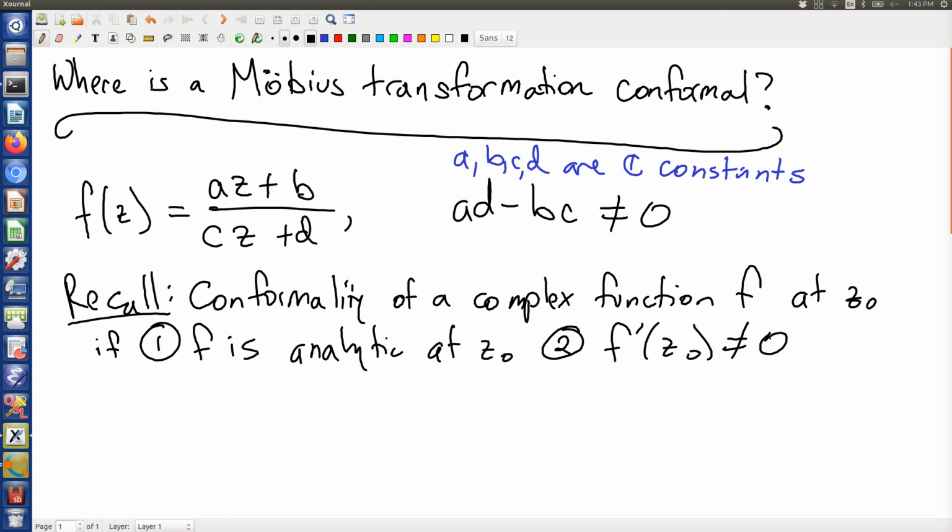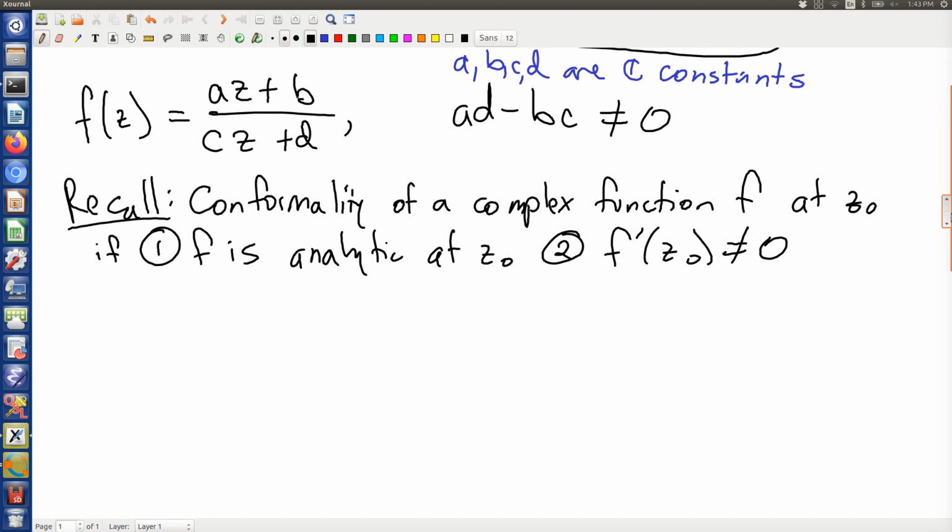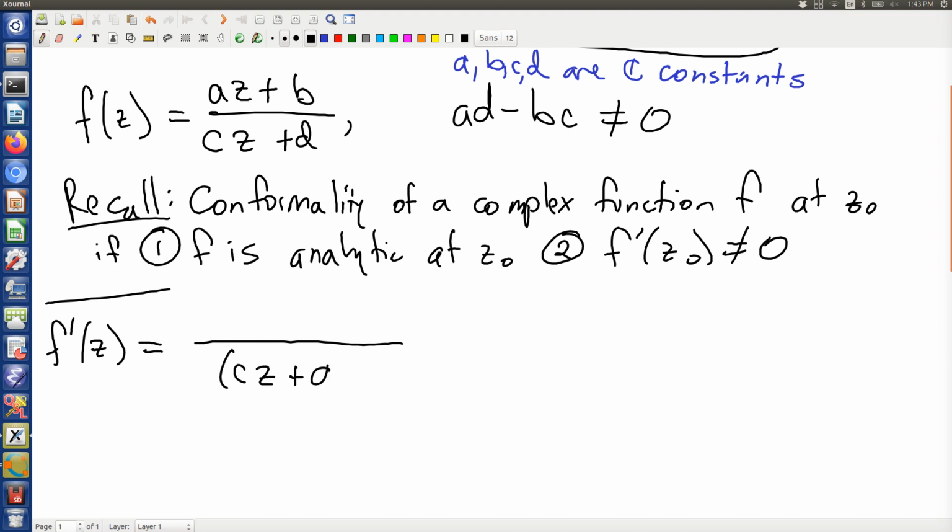And it will be important to remember that this determinant-like quantity AD minus BC is not equal to 0 by assumption. All right, this is just a quotient rule situation. So computing the derivative for a Moebius transformation involves the good old quotient rule, and a little bit of algebraic manipulation.